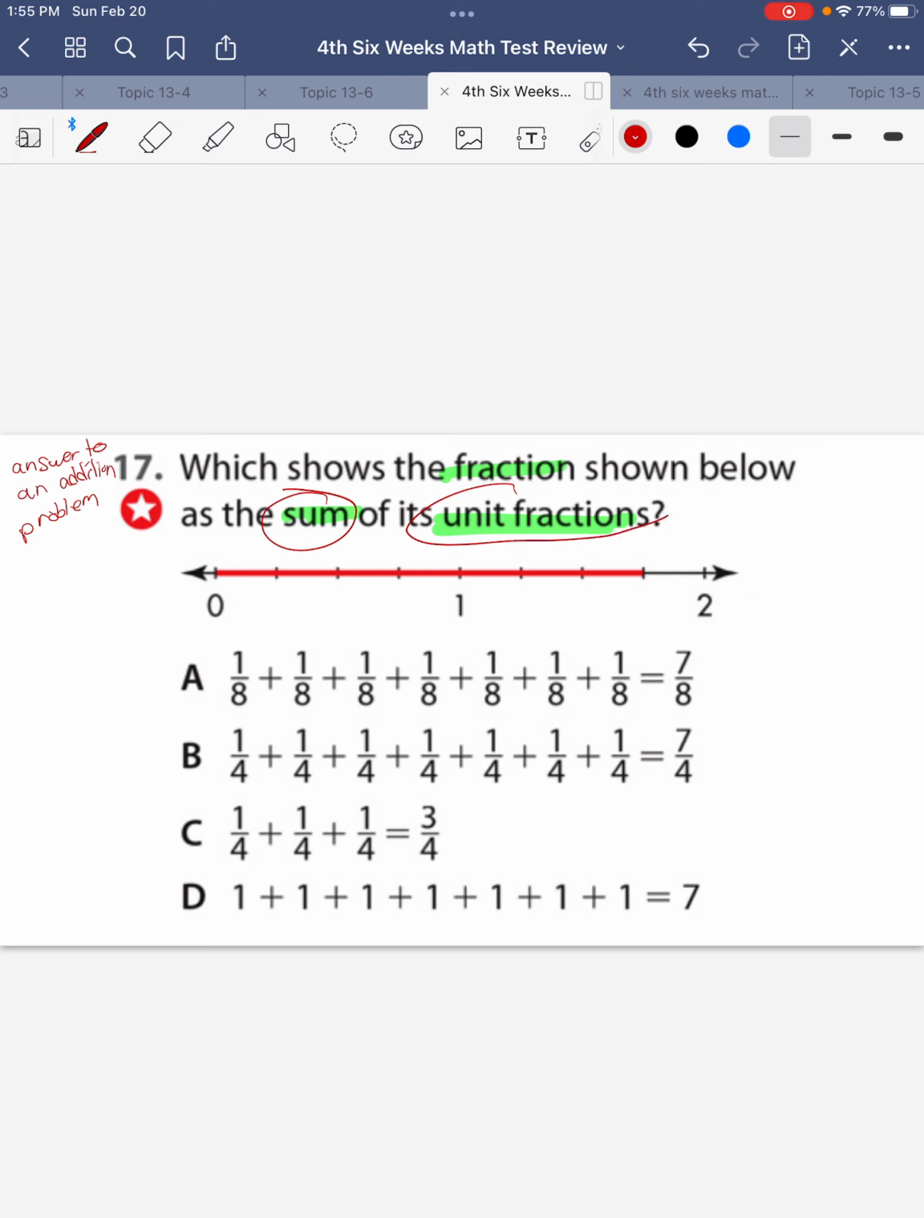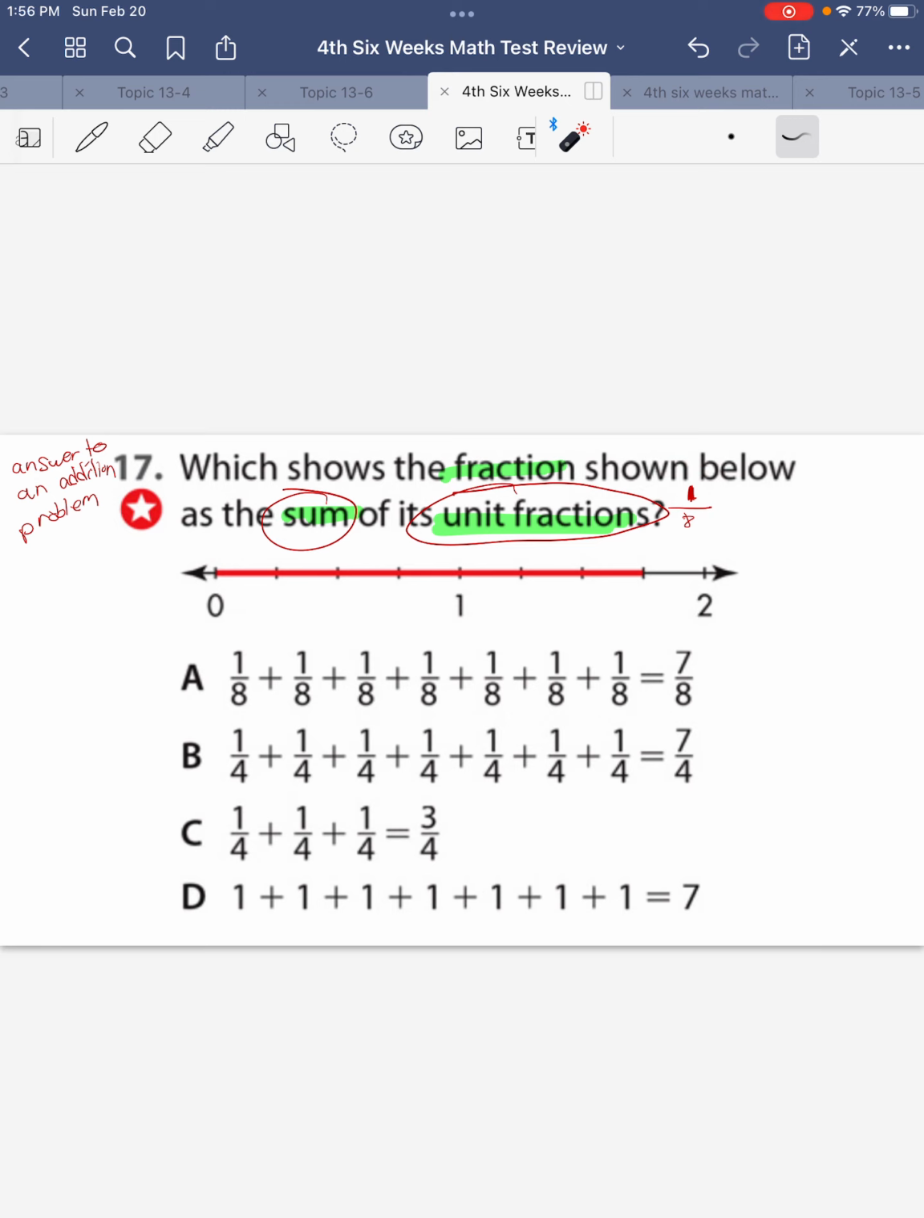My unit fractions, remember, a unit fraction is a fraction that has a 1 as your numerator, the 1 on top, okay? It can be any number on the bottom. It could be 8, it could be 7, it could be whatever. But a unit fraction has to have a 1 on the top, okay?